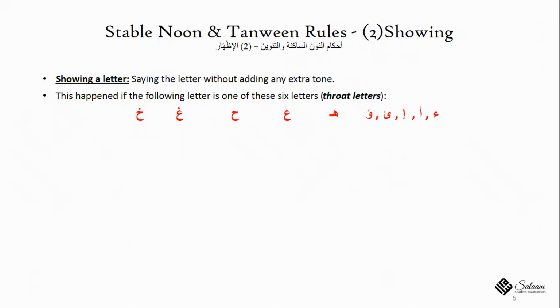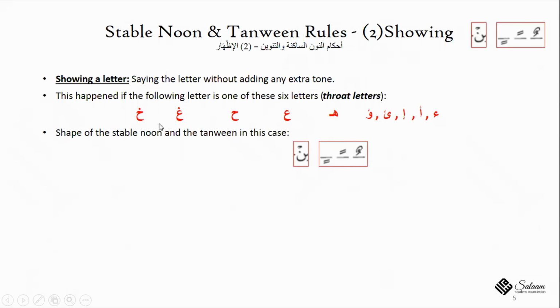That means that the two makhraj, or the two places that these letters come out from, are away from each other. One letter is coming from the throat, and the next letter, which is the noon in this case, is coming from the front of your mouth. So that's why we cannot do anything here. We cannot do merging. It will be very hard to merge noon into ha or noon into ayn. Very hard. So with these 6 letters, we show the noon and tanween completely.